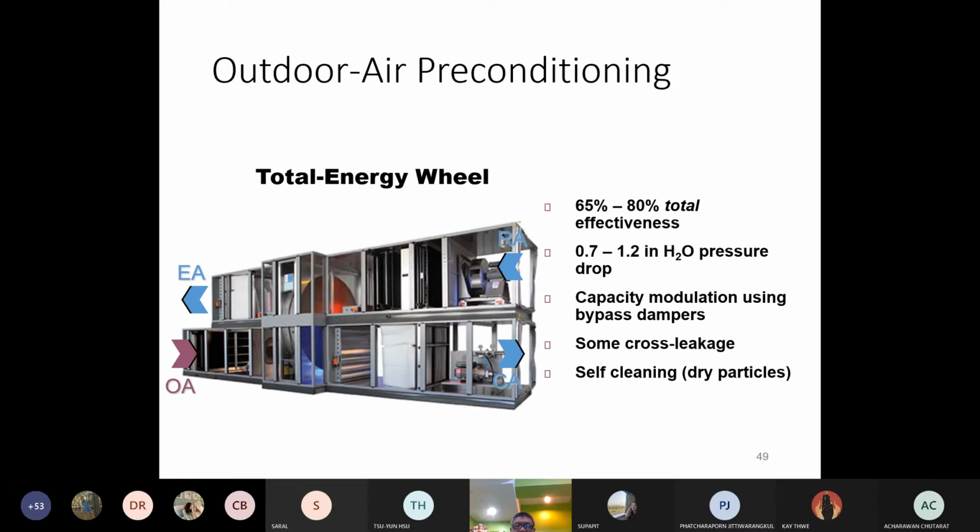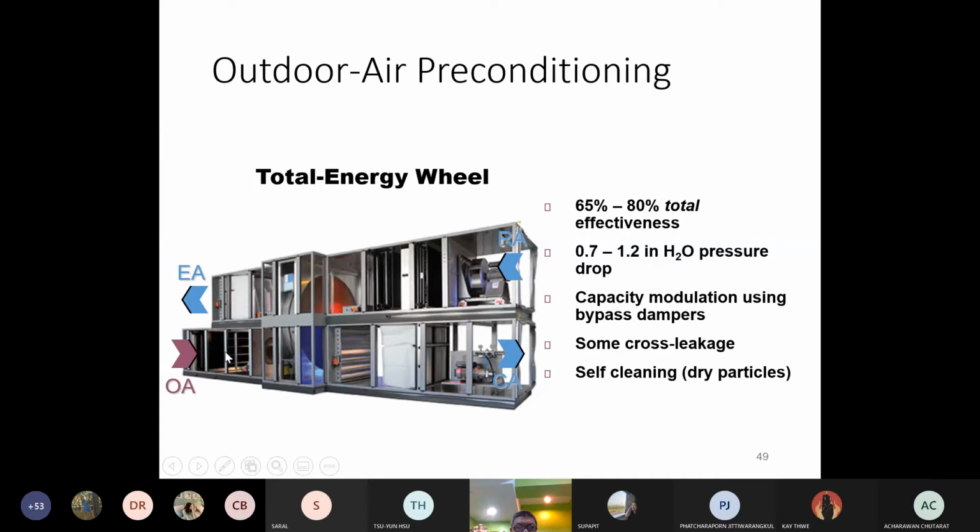Okay, you can see this picture. OA is outside air, EA is exhaust air, RA is return air, and CA is constant air. I'm not sure on the CA, but I think it's the constant air. Okay, so when OA comes in, it takes the outside air. It is hot and humid.